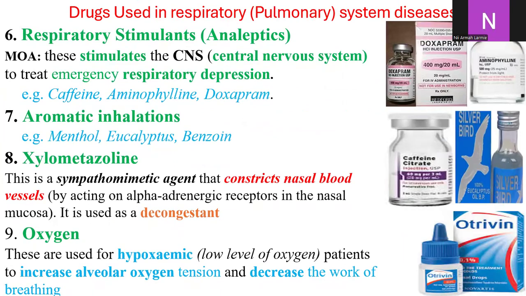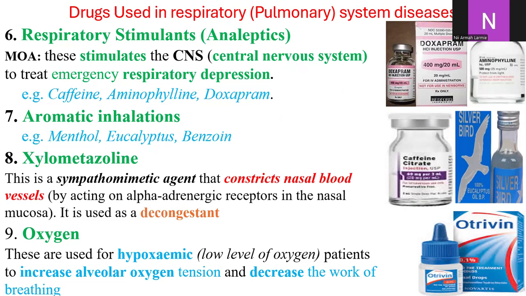The next class of drugs that we can think about are the respiratory stimulants or the analeptics. Now, these are used to stimulate the central nervous system. And so they are only used in emergency situations where we have a respiratory depression, and we want to stimulate. We can use a respiratory analeptic stimulant. Examples include aminophylline, doxapram, and caffeine.